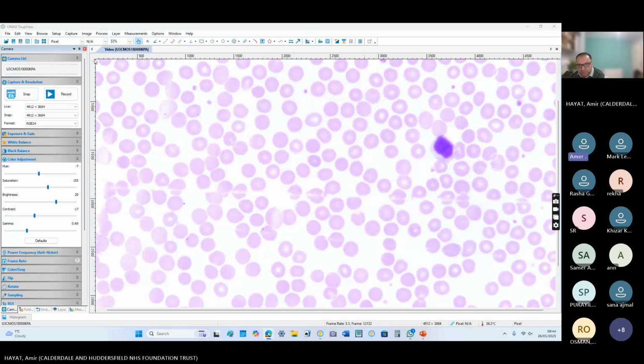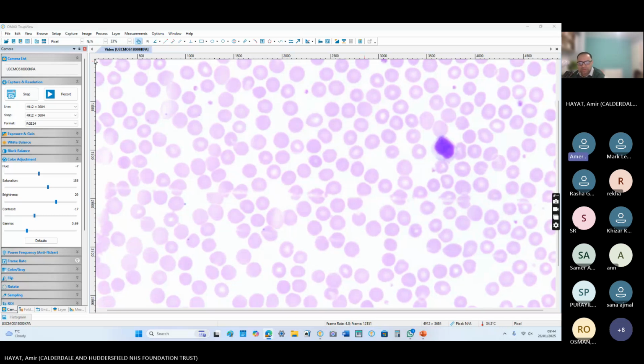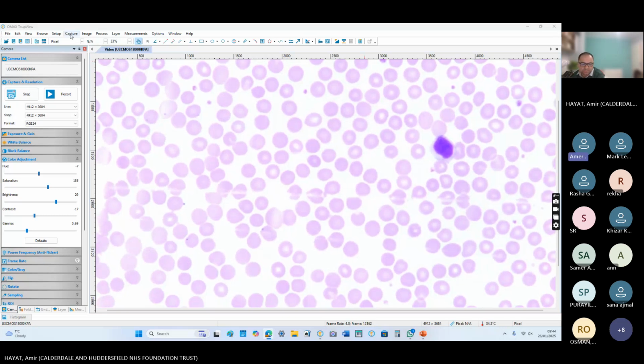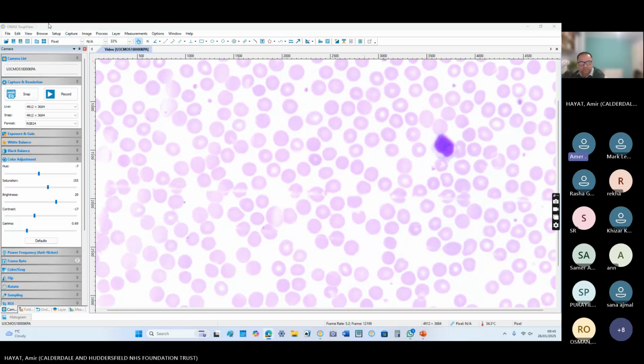Secondly, this patient has Howell-Jolly bodies as well. If you miss that in your reporting, you will lose marks for that, because the examiner report has mentioned the RBC contains Howell-Jolly body.